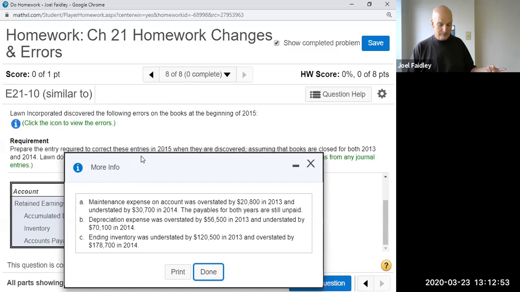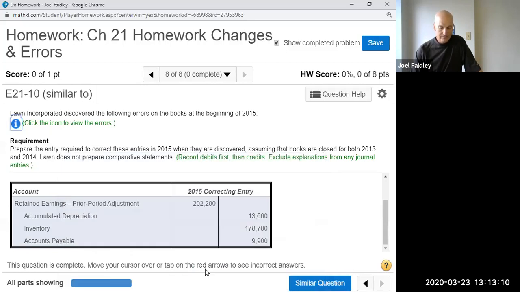And look at the last one. The last one's the tricky one. Sort of. Ending inventory was understated by $120,500 in 2013 and overstated by $178,700 in 2014. Now you don't combine those two. What's relevant is the final one was overstated $178,700. So the entire $178,700 has to be booked on here to correct your inventory. Right? All right. And so what's the net effect of all that? Because the net effect of that inventory adjustment is going against what? Cost of goods sold.